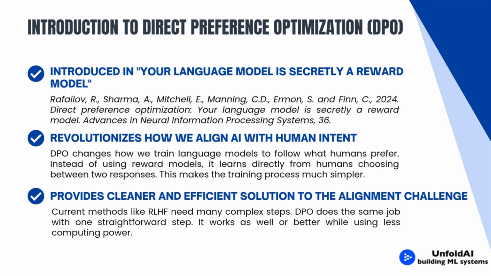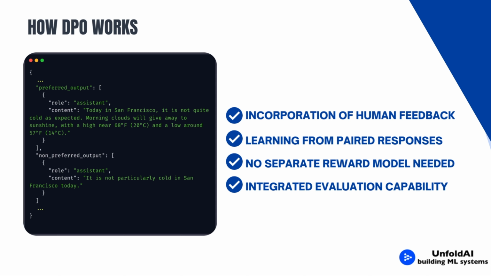Before DPO, we had reinforcement learning with human feedback, or RLHF. While this works, it's complex to implement and requires multiple steps and different models. The authors of the DPO paper showed us that language models themselves can understand preferences directly. What makes DPO special is that it achieves similar or better results than RLHF while being much simpler to implement. Instead of building a separate reward model and using reinforcement learning, we can train the model directly from human preferences.